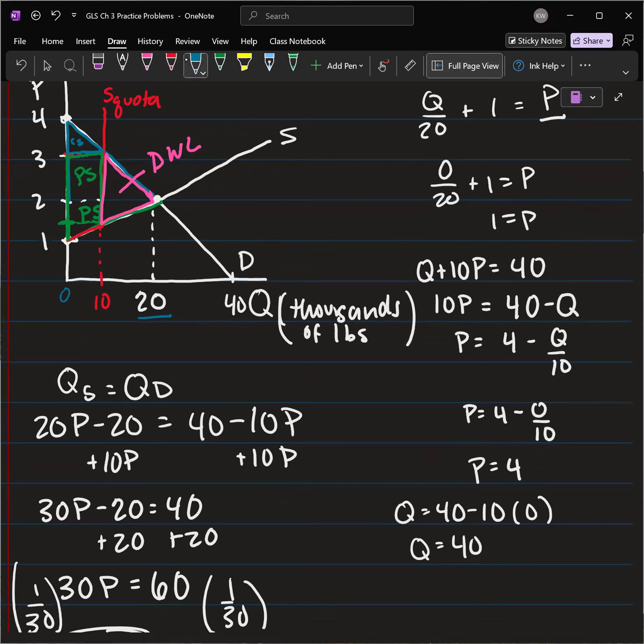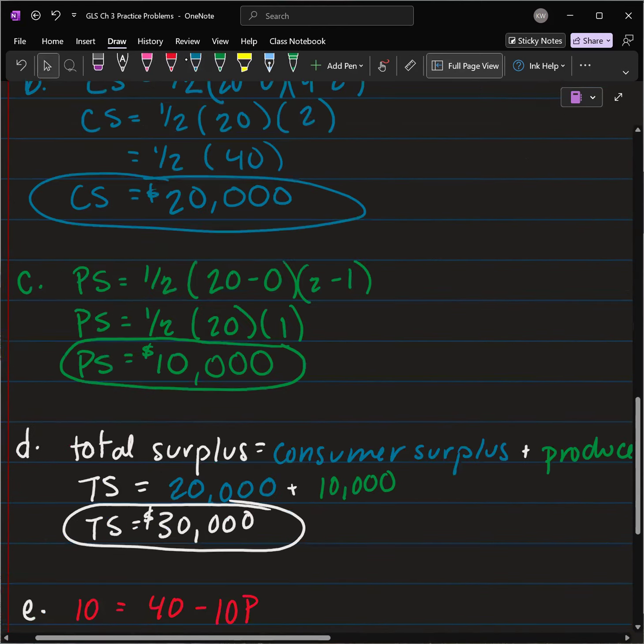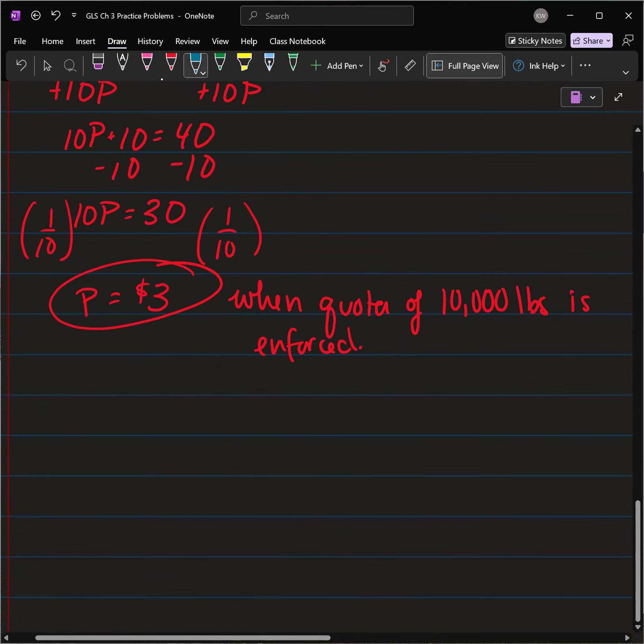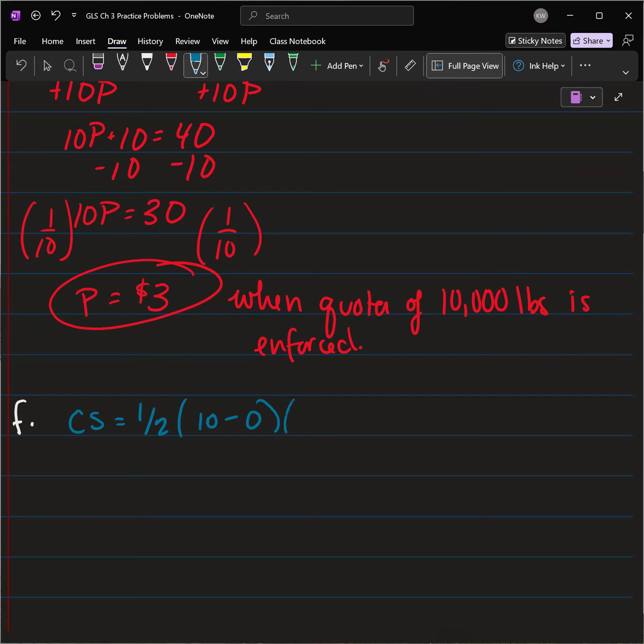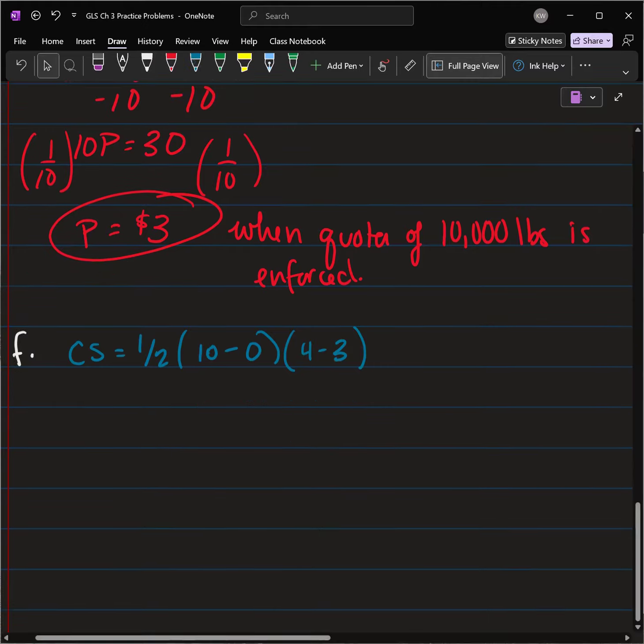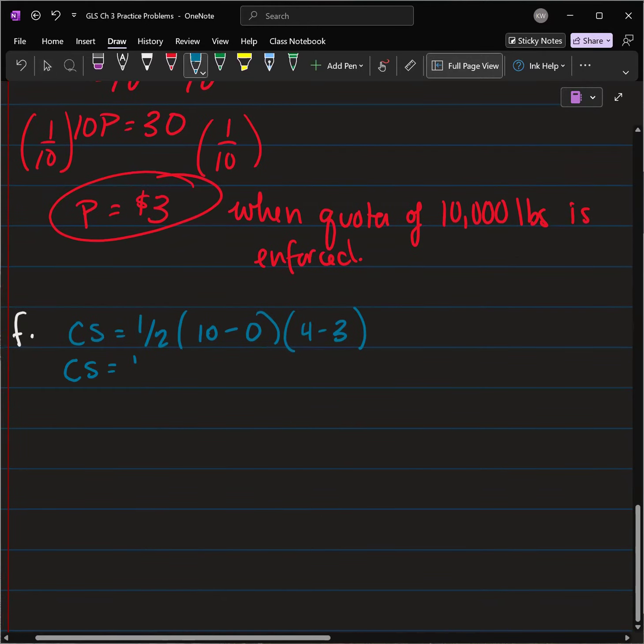All right, so let's start with consumer surplus. Again, we're going to solve using the area of a triangle formula. So consumer surplus here, we'll have 1/2 times the base. Now only 10,000 pounds are being traded, so our new base is 10 minus 0. And the height is the demand choke price minus the new price, which is 3. So simplifying, we have consumer surplus equal to 1/2 times 10 times 1. Half of 10 is 5.